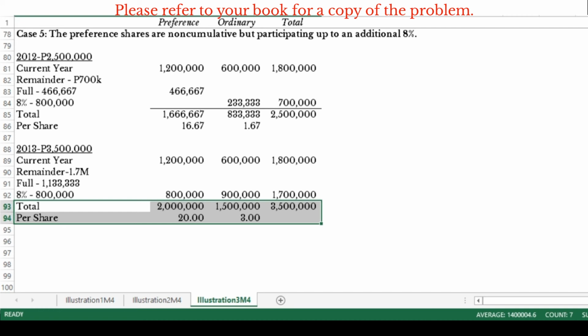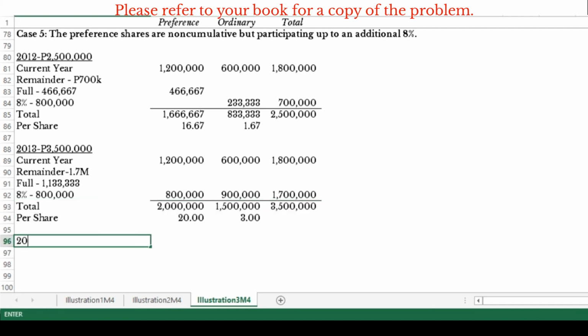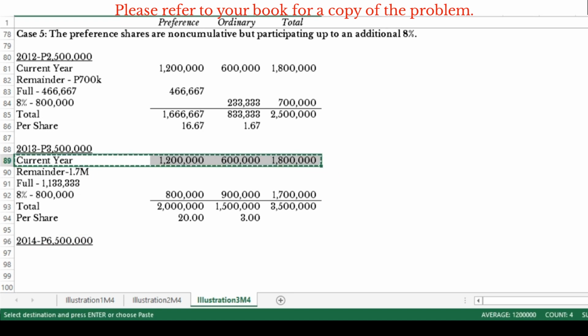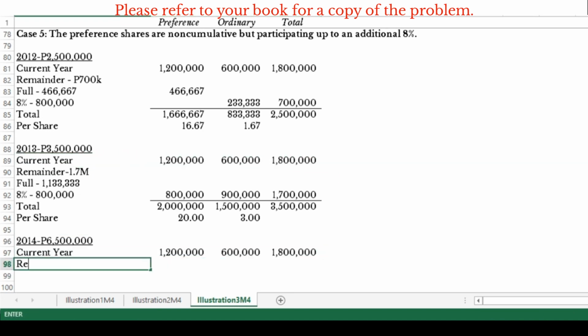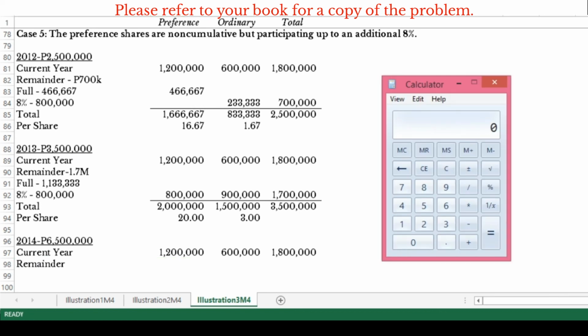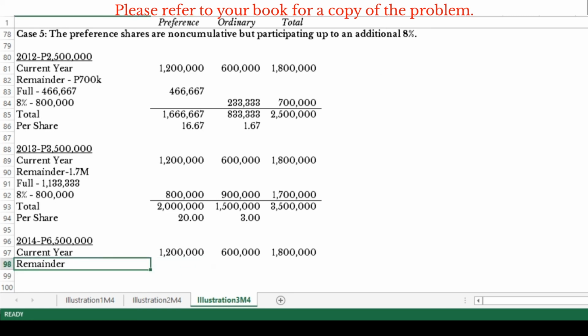Okay, last one, 2014. So, during 2014, declared 6.5 million. So, again, let's give that current year. Okay, then the remainder. This time, ang remainder natin is how much? 6.5 minus 1.8, 4.7. Paulit-ulit na lang tayo dito, no? So anyway, calculate na rin natin. 6.5 minus 1.8 is 4.7. So that is your remainder.